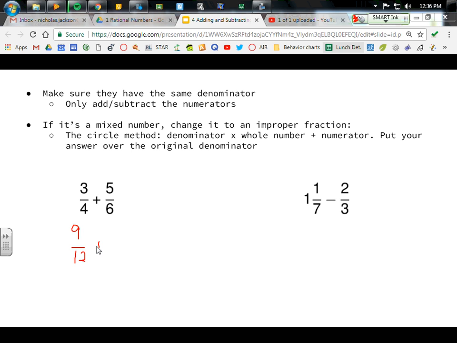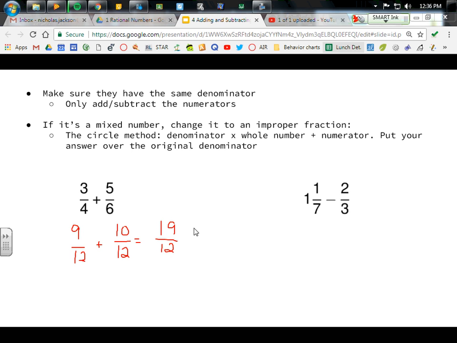All right? So we're going to multiply 5/6 by 2/2, because 6 times 2 gives you 12. So this becomes 10/12. Then, once you have common denominators, we can add, and we will only add our numerators. So this becomes 19/12. All right, looks nice. Kind of, sort of.